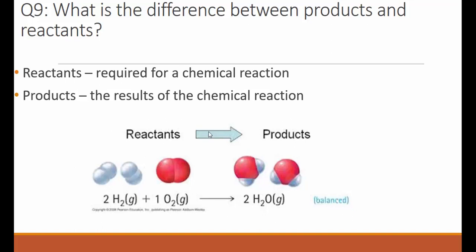And so we have reactants. Here's my arrow. That's what I'm looking for. And I see the reactants are always going to be on the left side. They react together to get the products, which will be on the right side of the arrow. So reactants on the left side of the arrow, this arrow right here, that means yields, not equal. The products on the right side of the arrow. So pretty simple there, nothing too complex.